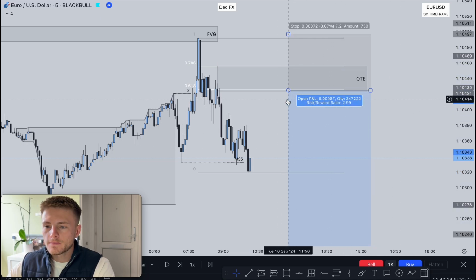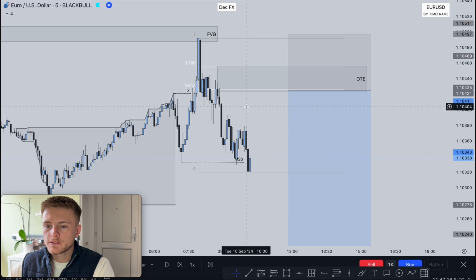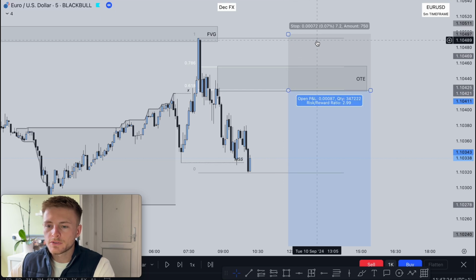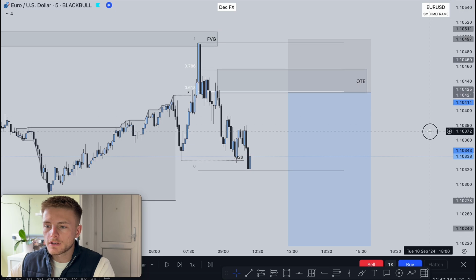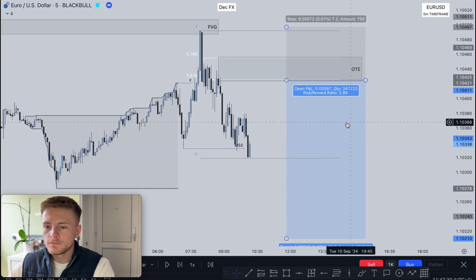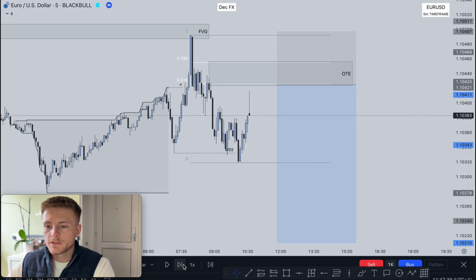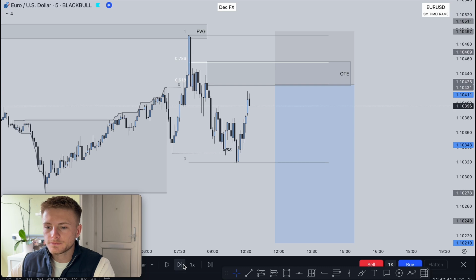And then this is where I had my trade placed, right at the bottom of the OTE zone, a sell limit order with my stops just above the swing high, 7.2 pip stop loss. And then I was just targeting a 1 to 3 like usual. So we had our limit order set, and now we're just waiting to get tagged into the trade. So if I play price forward, we'll see what happens.